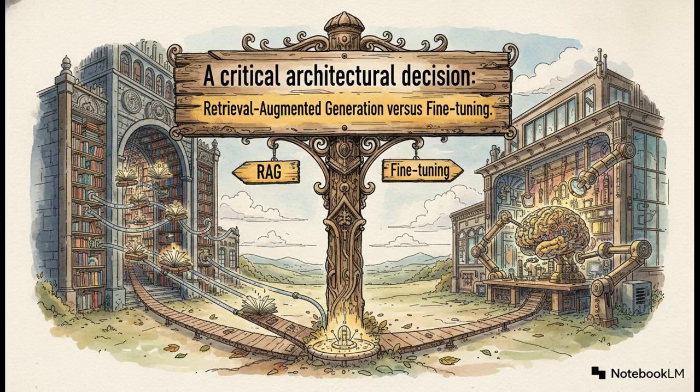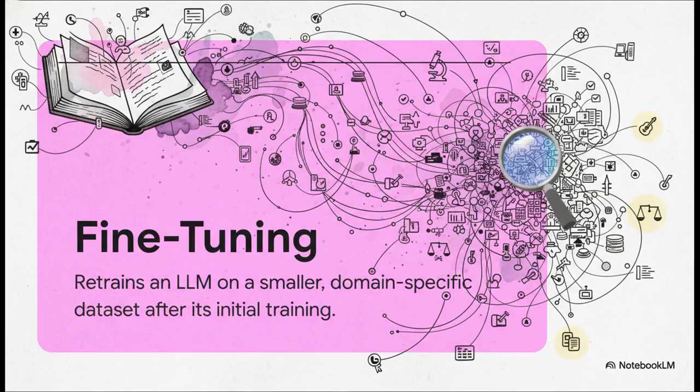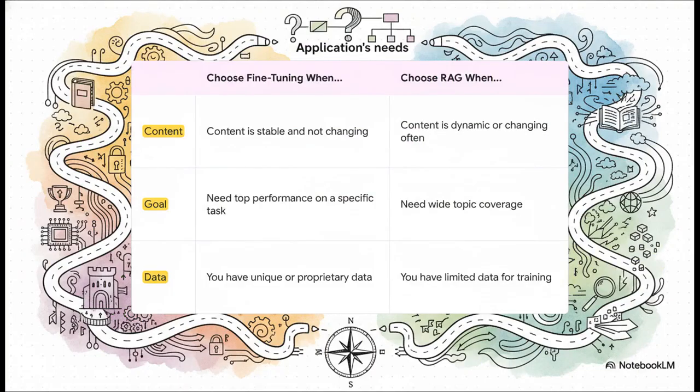Do you use retrieval augmented generation, or RAG, or do you fine-tune? Think of RAG as giving the model a cheat sheet. It finds relevant data and adds it to the prompt. Fine-tuning is different. It's like sending the model back to school to become a specialist in your data. So, which one's right for you? It really just depends on what your app needs to do.